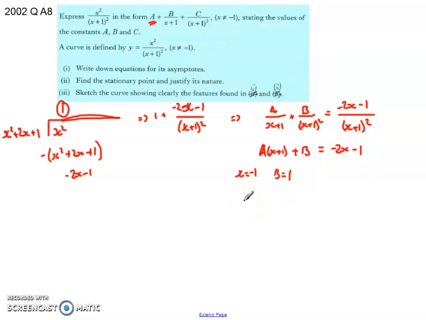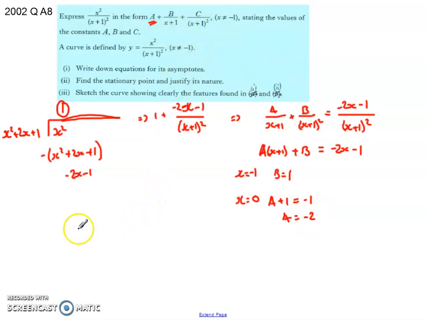Pick another value for x. Choose something that makes it nice and easy. So in this case, I'm going to go with x equal to 0. I then have a times 0 plus 1. So I get a. I've then got plus b, so plus 1 equals negative 2 times 0, so nothing, take away 1, that equals negative 1. So if I then have a plus 1 is negative 1, a has to equal negative 2 in this case. So I've now got the coefficients a, b and c for this.